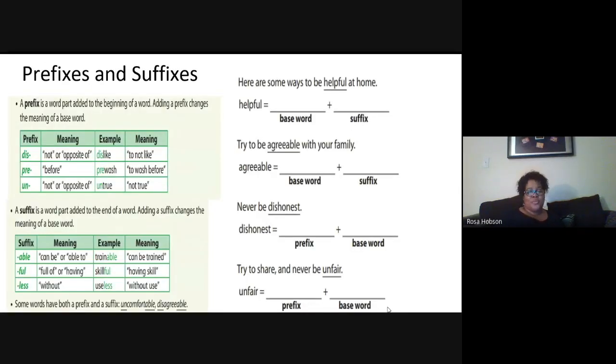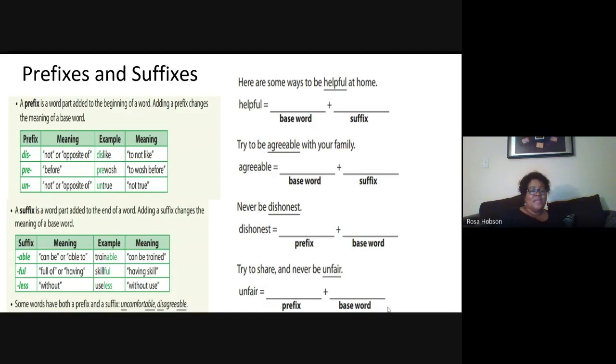So let's practice working with some prefixes and suffixes. Again, a prefix is a word part added to the beginning of a word. Adding a prefix changes the meaning of a base word. Here we see the prefix dis. It means not or opposite of. An example is dislike, and it means not to like. Pre means before, as in prewash, and it means to wash before. Un means not or opposite of. An example is untrue, which means not true.